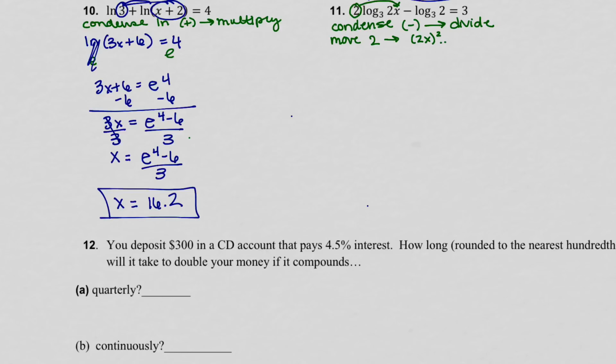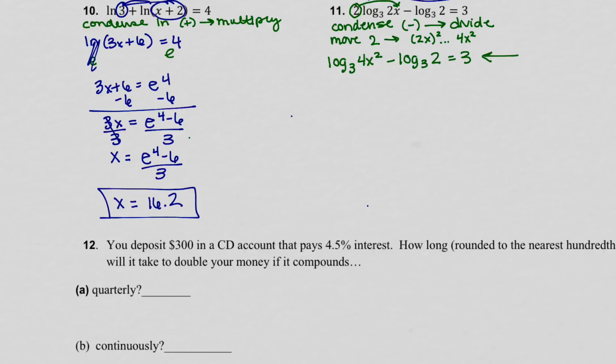Okay, well I think I can simplify that even more, because if I square the 2, I get 4, and if I square the x, I get x squared. So let me just rewrite this as log base 3 of, now that's 4x squared, because I moved my 2, and I simplified. So this is the problem as I see it now.